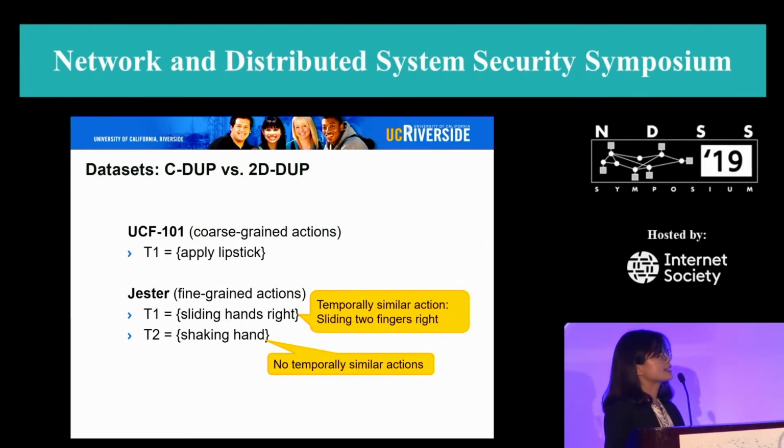Okay, last, let's compare C-DUB and 2D DUB. Here we have two test cases for the gesture dataset. In the first test case, we use sliding hands right as our target action. This action has a temporally similar action in the dataset, that is sliding 2 fingers right. And in the second scenario, we use shaking hand as our target action. This action has no temporally similar actions.